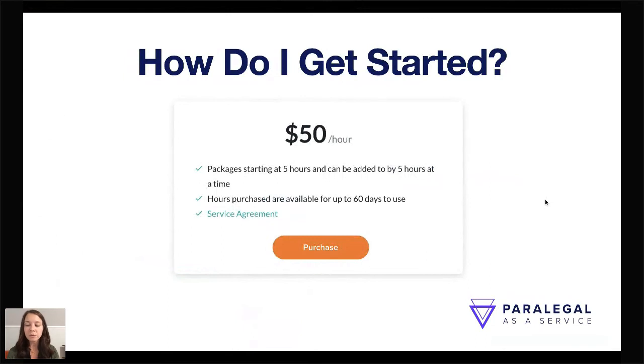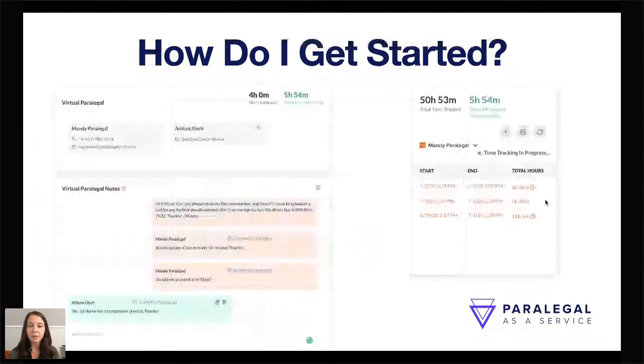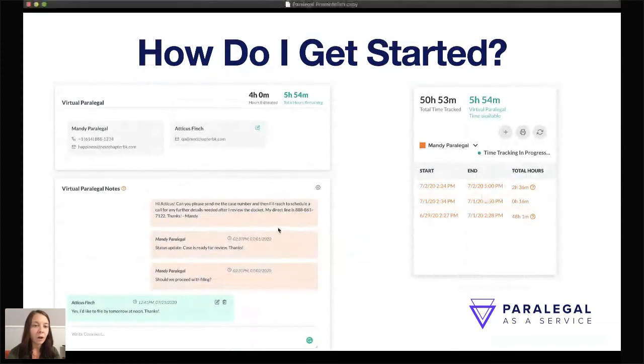And then once you do that, you can start a new case. And I wanted to show here some of the great tools that are available once you start the case. So you'll start a case, it'll be assigned to a paralegal. You'll have all their contact information, and we're gonna have a live tracker in there too for you to see what the paralegal has worked on.